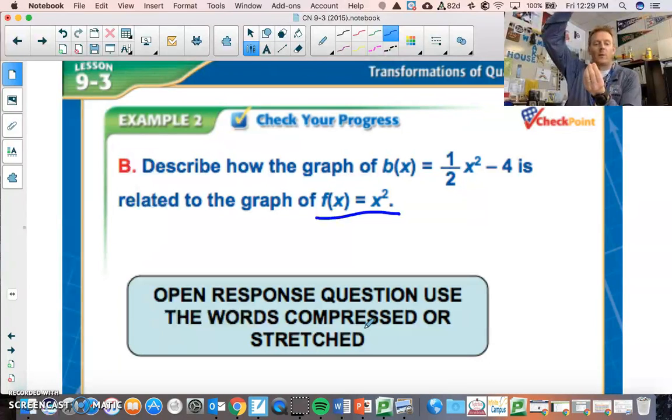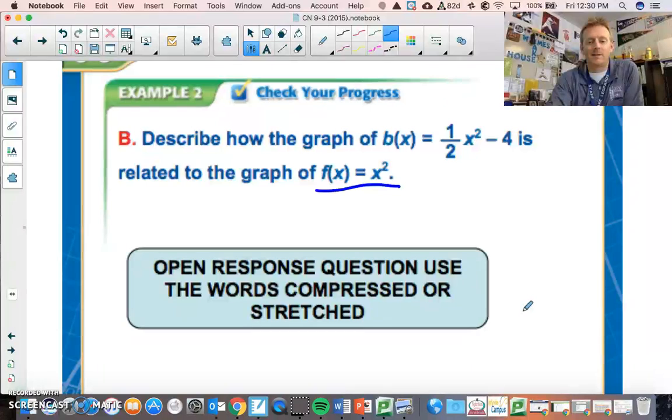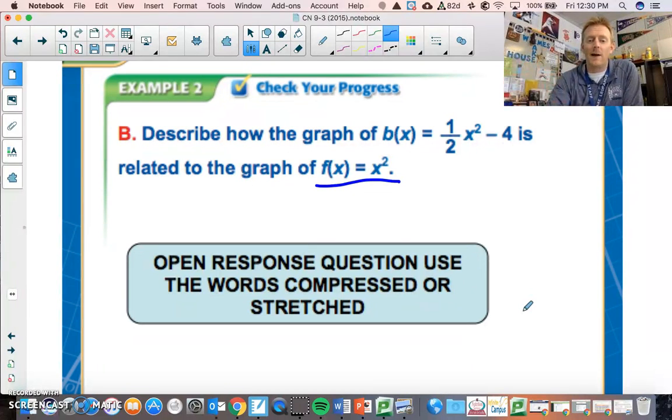All right, folks, that's all I got for you. This is how lesson 9.3 works. Hopefully you're finding this stuff to be extraordinarily easy. If you're not, check with your friend, check with your mom, check with your dad, check with your parents, check with whoever you need to check with, your teacher, and we'll be able to get these things figured out.